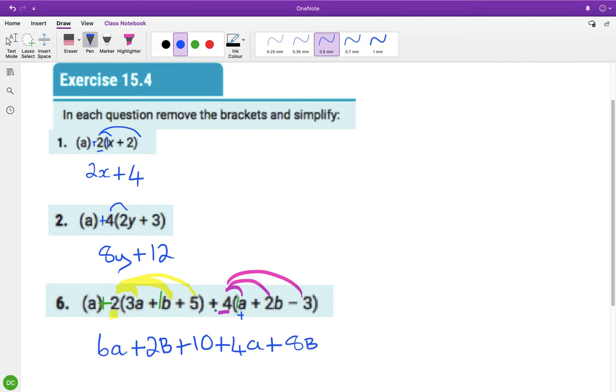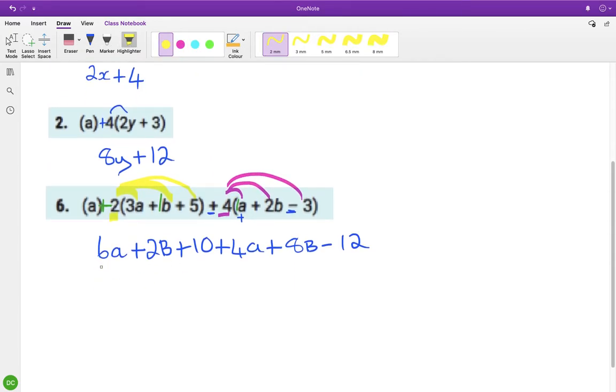And the last multiplication is the 4 with the minus 3. So it's a plus and a minus, which is different signs, making it minus. And then 4 times 3 is 12. Okay, so simplifying, go back to a thicker one. I have A and A, I have B and B, and I have a constant and a constant.